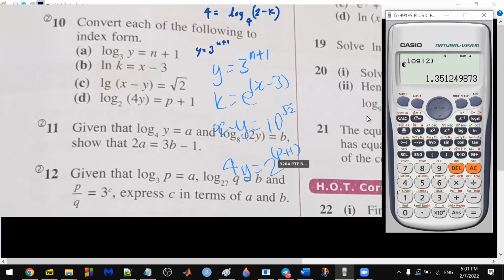Yeah, then if you want to solve for y, you just divide by 4. But 4 is 2 square. Can you rewrite it as 2 power something?